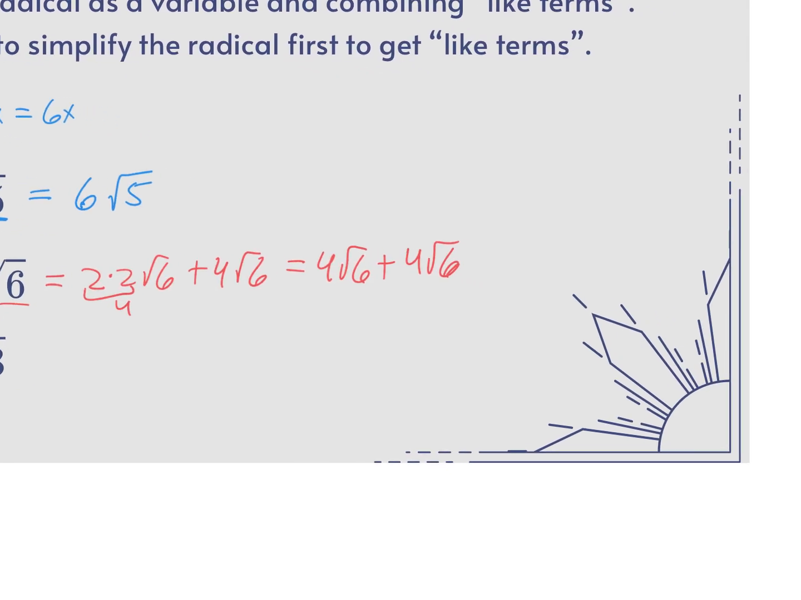Because now they have the same radical expression, you just add the numbers in front as if they were coefficients. So 4 plus 4 is going to get you 8. So I get 8 square root of 6. Again, if it's confusing, think of it like a variable. If I had a 4y plus a 4y, don't do anything to the variable, just add the coefficients, 8y, something like that.